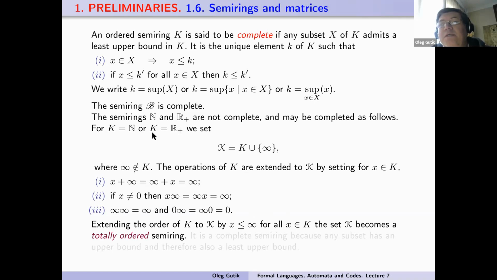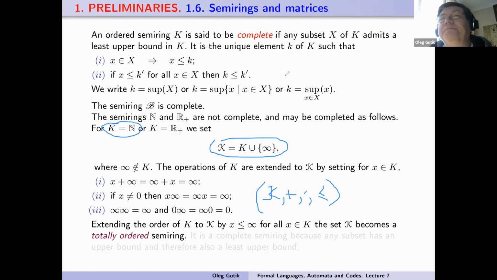So I propose you to prove that such K, in two cases, when K is equal to the set of natural numbers or the set of real numbers with the usual operations of addition and multiplication with the usual order, when we extend such a semiring in the following way, prove that italic K with such operations of addition and multiplication, and such an extension of the usual order of K, is a complete ordered semiring. So it's exercise 8.